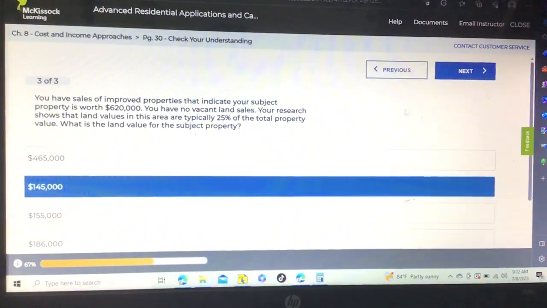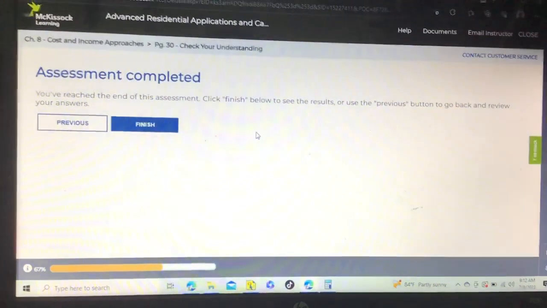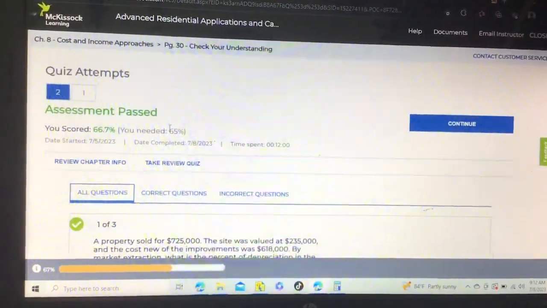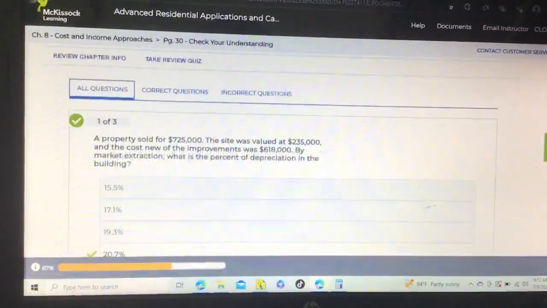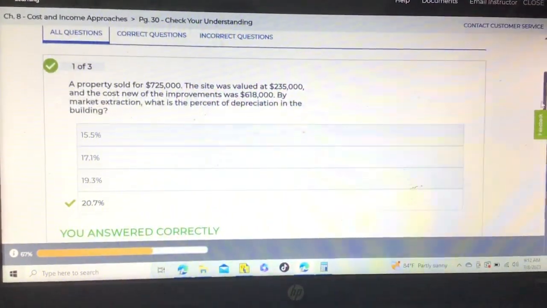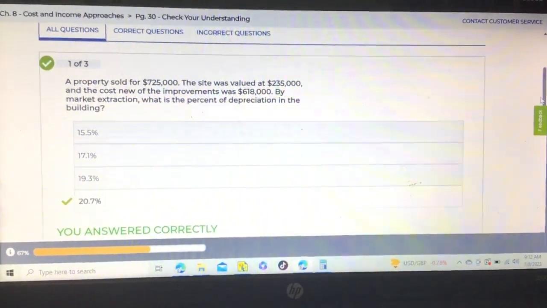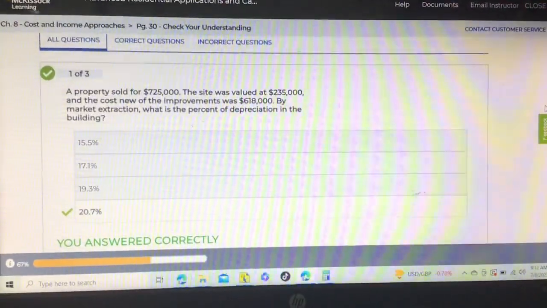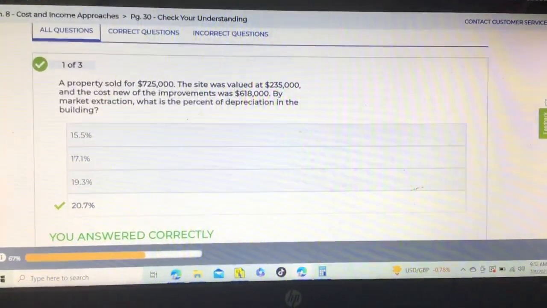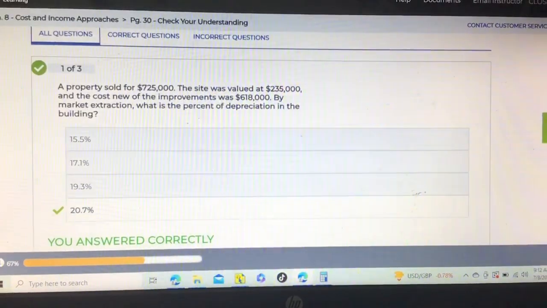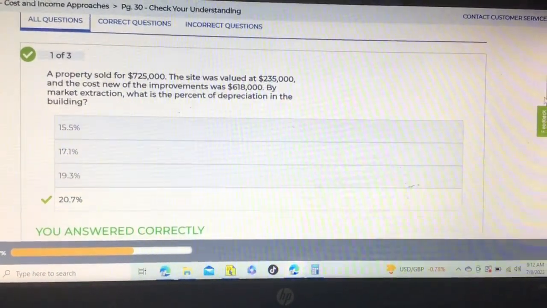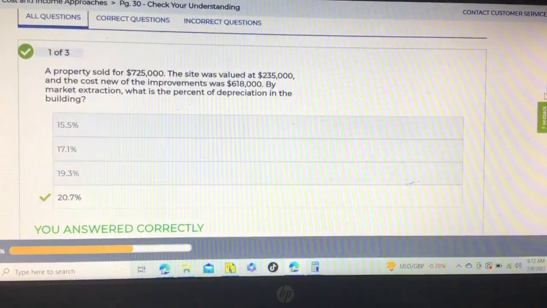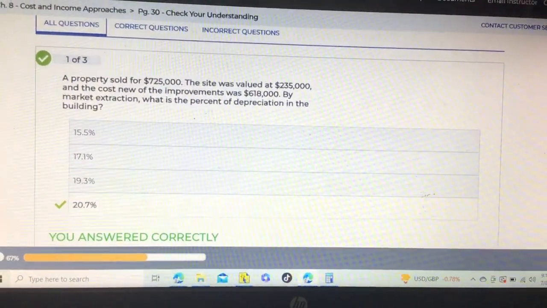I'm going to say 145, right? We're going to pass this quiz, and I already knew it. So you solved number 1 correctly. A property sold for $725,000. The site was valued at $235,000, and the cost new of the improvements was $618,000. By market extraction, what is the percent of depreciation in the building? You said 20.7, and that was correct.